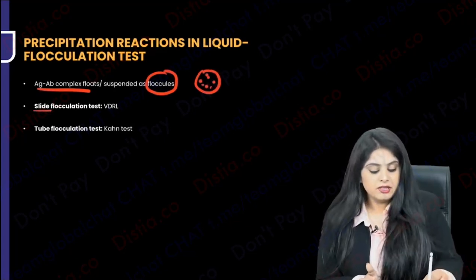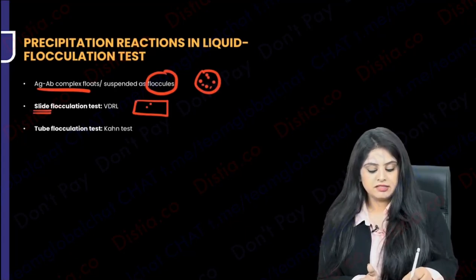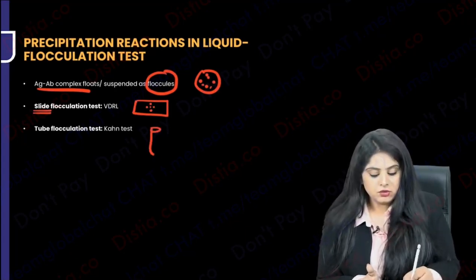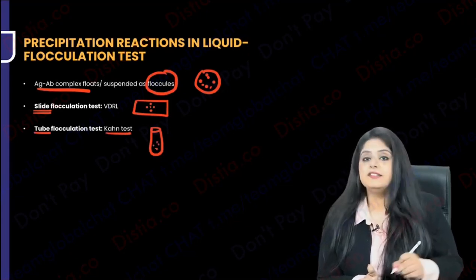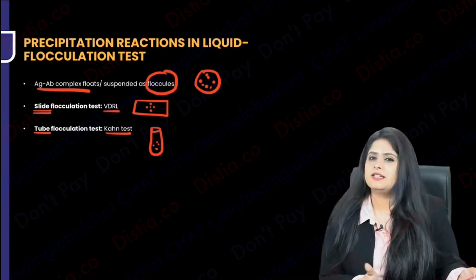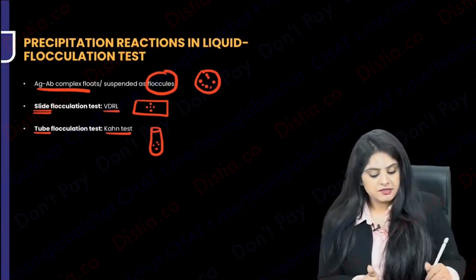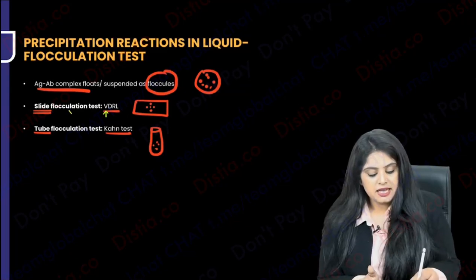So either you could see the floccules on a slide, or you could see the floccules in a tube. So, look, the tube test is known as the Cahen test and the slide test is known as the VDRL test. But both of them are for the same thing. Slide and tube, VDRL and Cahen, what are they for?